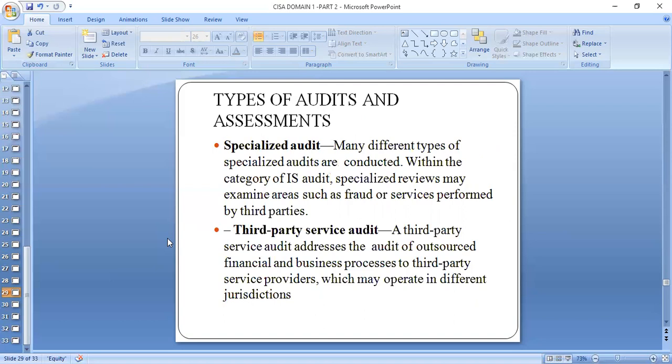You want to audit, for example, your vendor. Okay, so audit of outsourced financial business processes to a third-party service provider. So you may want to get assurance about how the vendor you have outsourced to, right, is actually meeting certain laws, regulations, and standards. So you have a vendor audit.